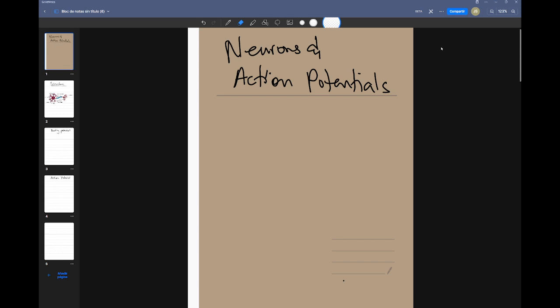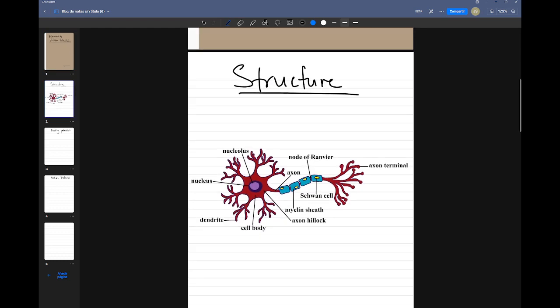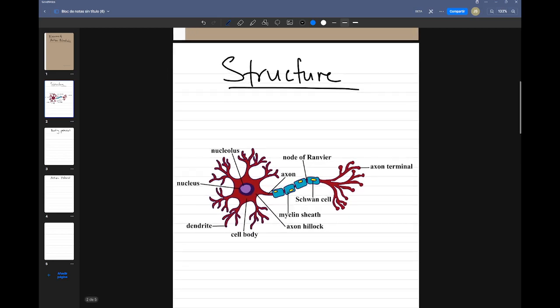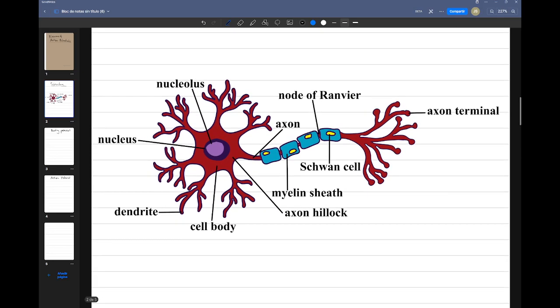Now we're looking at neurons and action potentials. The first thing that we really have to look at here would be generally the structure of a neuron. So let's look at these structures. We have multiple structures here that we have to really talk about, starting with the soma.